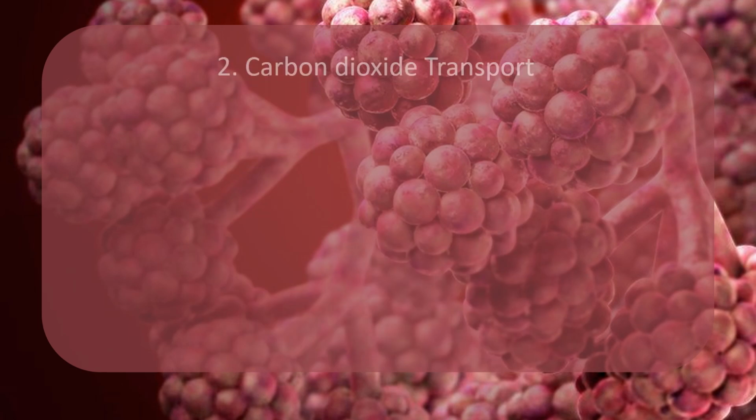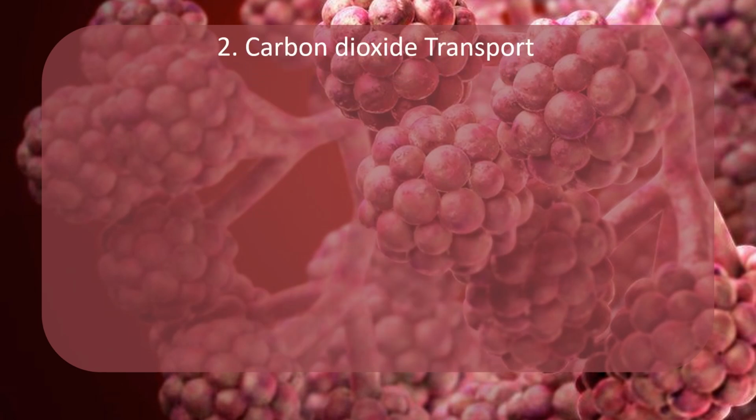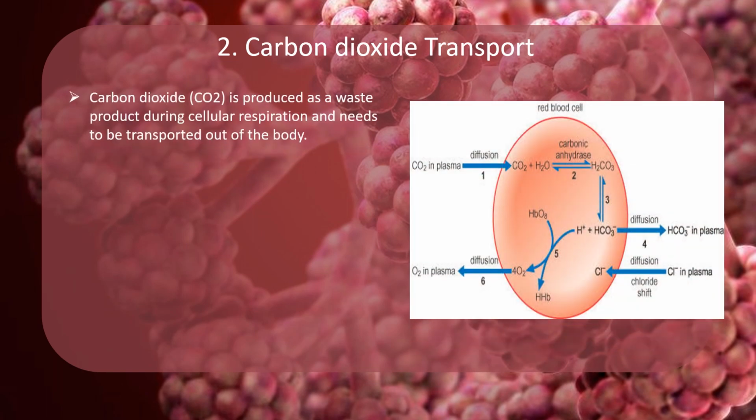So next one is carbon dioxide transport. Carbon dioxide is produced as a waste product during cellular respiration and needs to be transported out of the body. Like oxygen, carbon dioxide is transported in the blood through several different mechanisms.